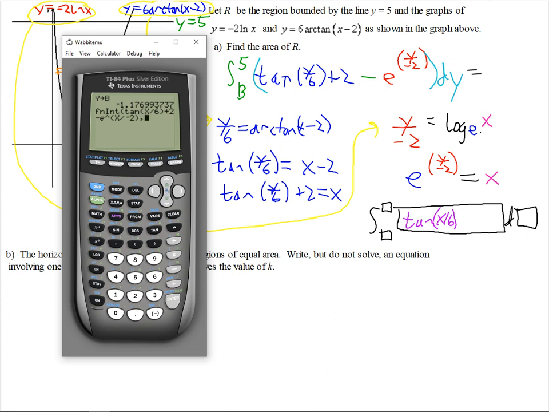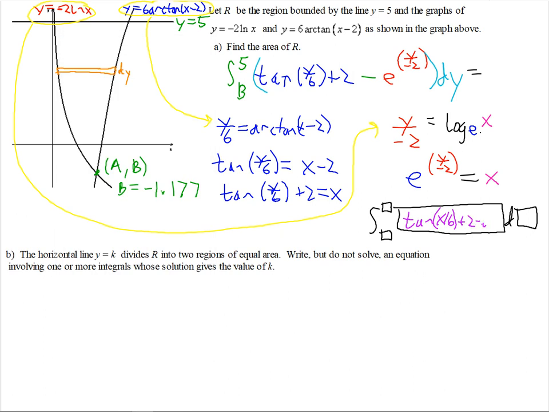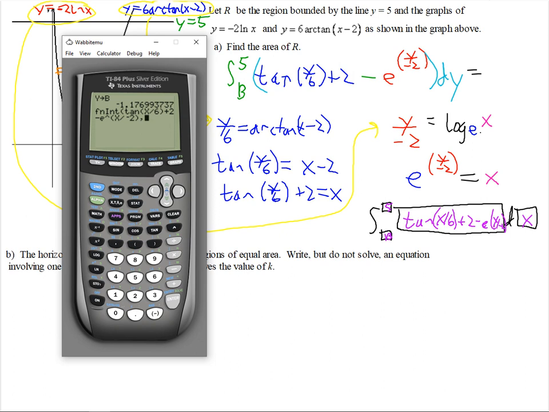comma, and then on the newer ones again, you can just go plus 2 minus e to the x divided by negative 2. And then you put the x here, you put the b here, and the 5 here. Excuse me. And then on the older ones, you have to put the x right here, comma, then your lower limit, which we stored as b, comma, the upper limit, which is 5. Close parentheses and then enter.